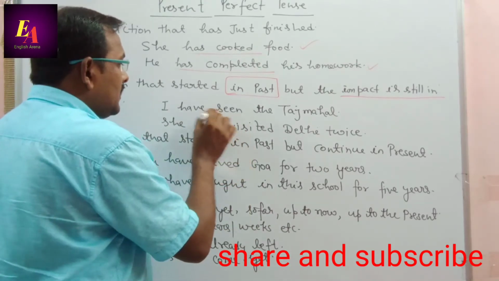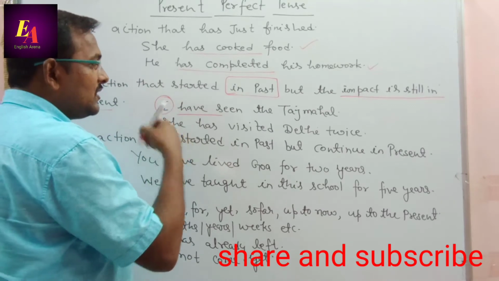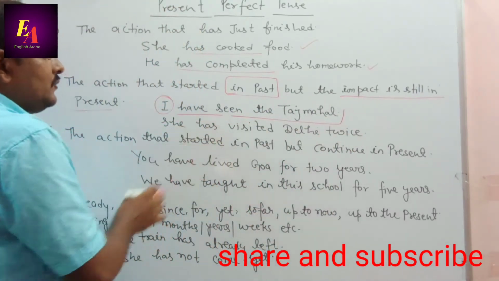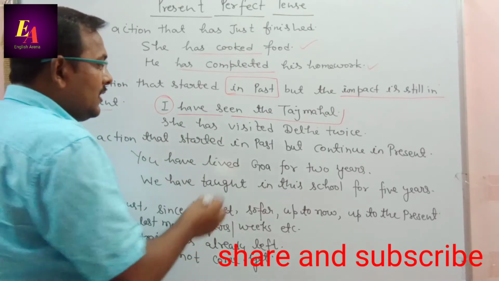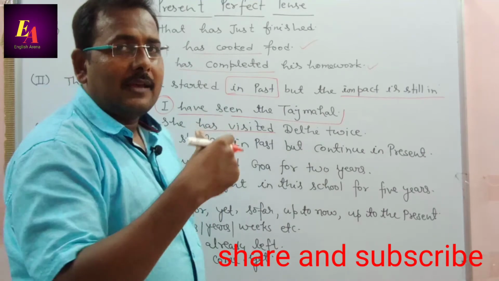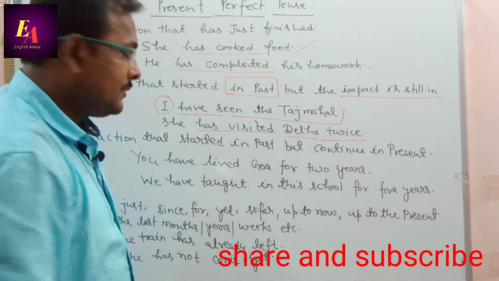It means this subject is able to describe the things related to the Taj Mahal. She has visited Delhi twice. It means she can describe Delhi because she visited Delhi 2 times.